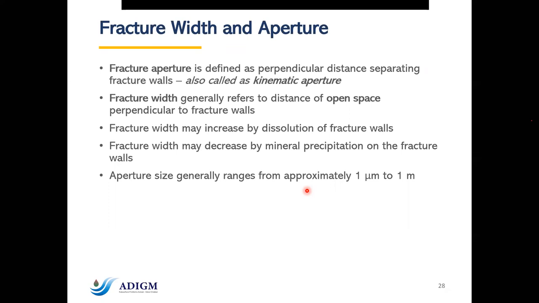The fracture width can also increase by the dissolution of fracture walls. That's very common in carbonates. So dissolution may increase the fracture width and improve the permeability, but it can also decrease due to mineral precipitation on the fracture walls. If we take it collectively from micro to outcrop scale, the aperture size can vary from 1 micrometer to 1 meter. But in the subsurface, it's generally only a few microns to millimeter scale. You won't see a 1 meter fracture aperture in the subsurface, because if we had such a large fracture, it would be filled by the sediments above.